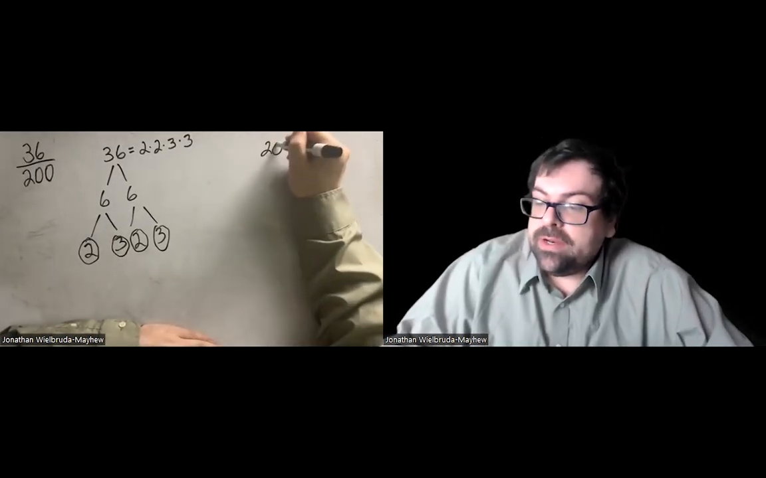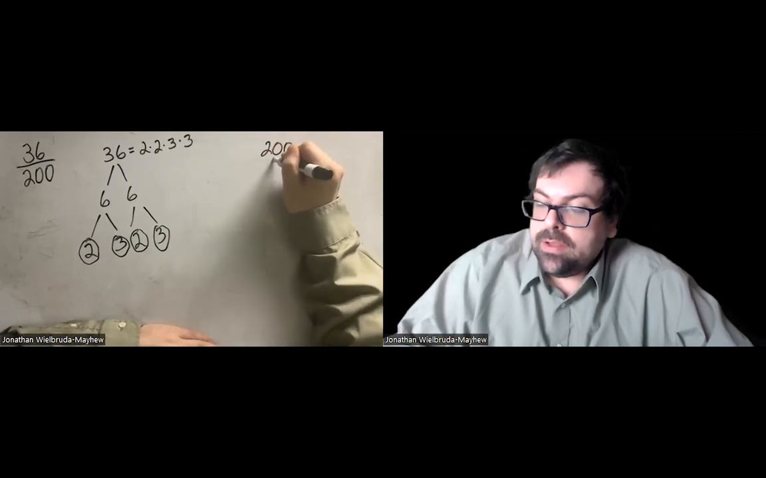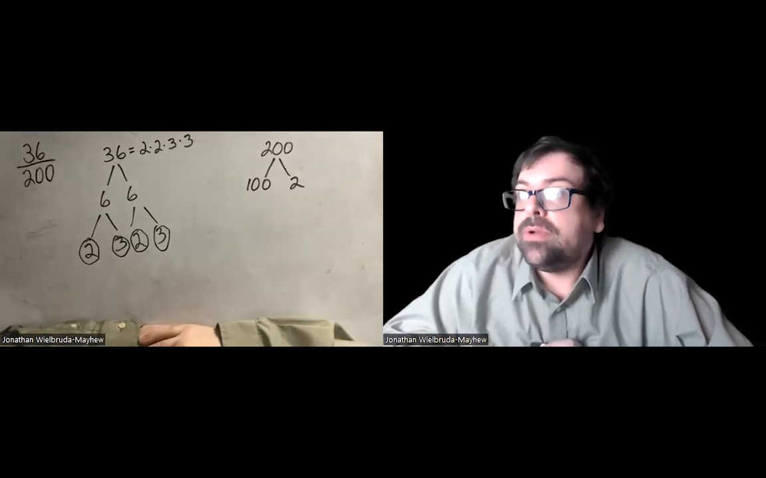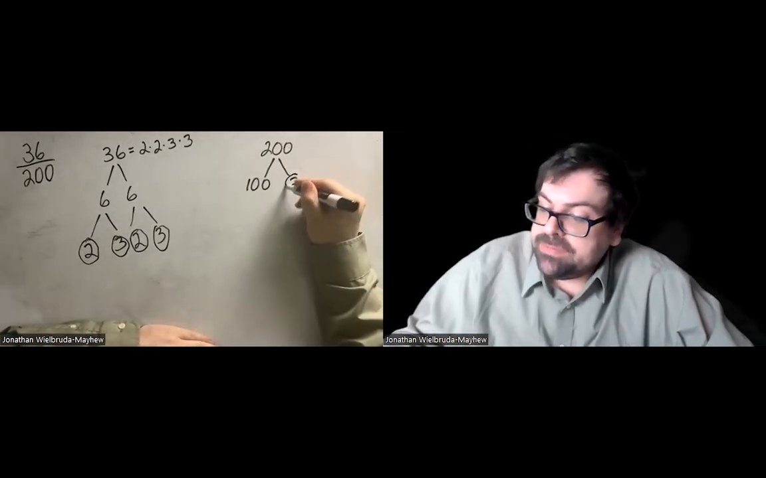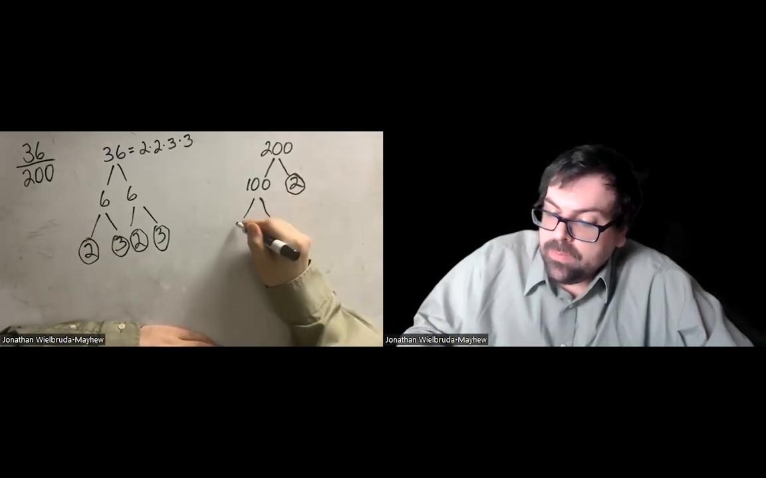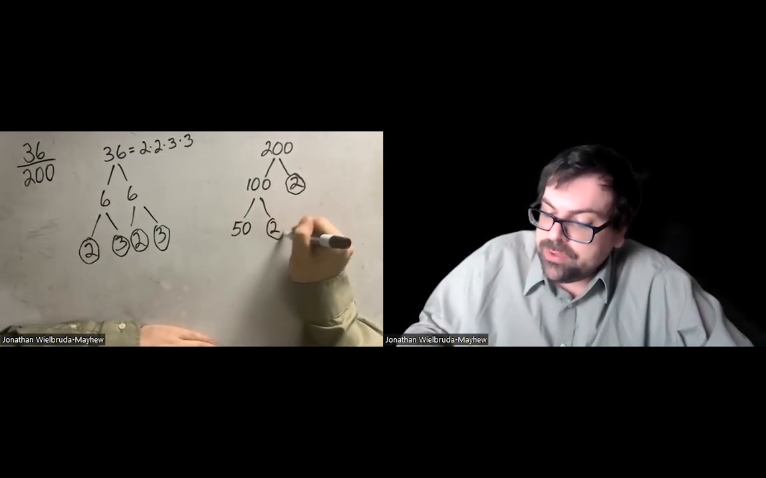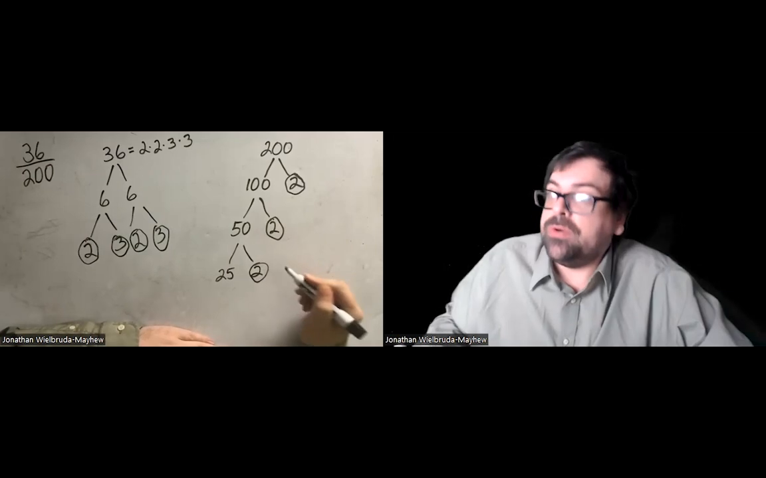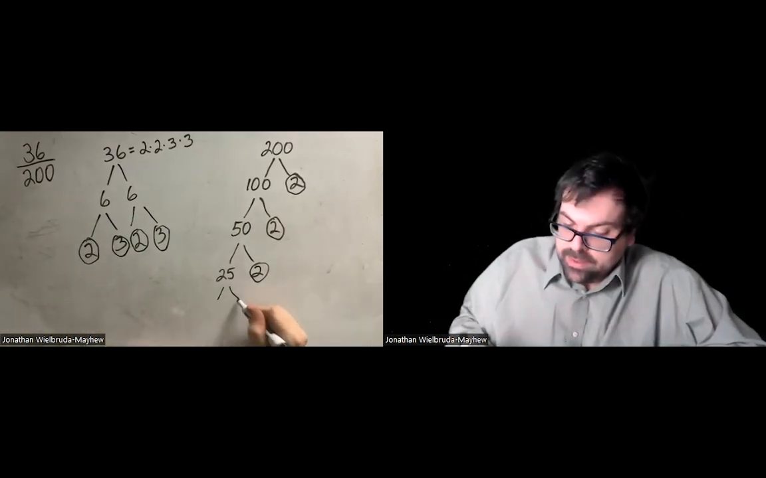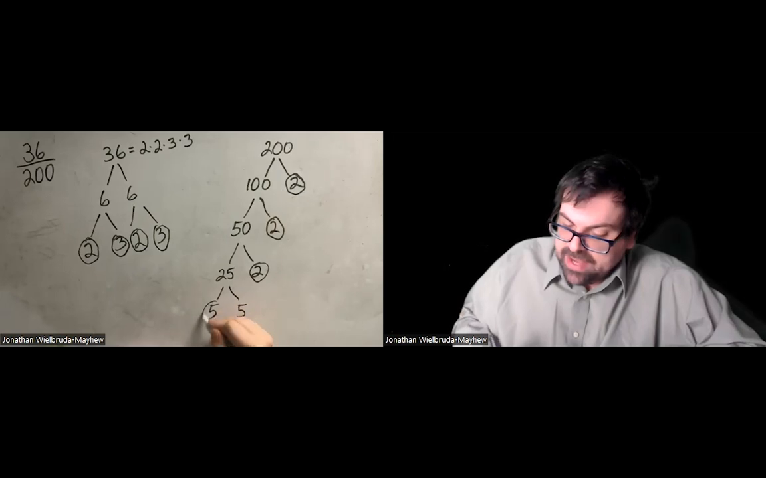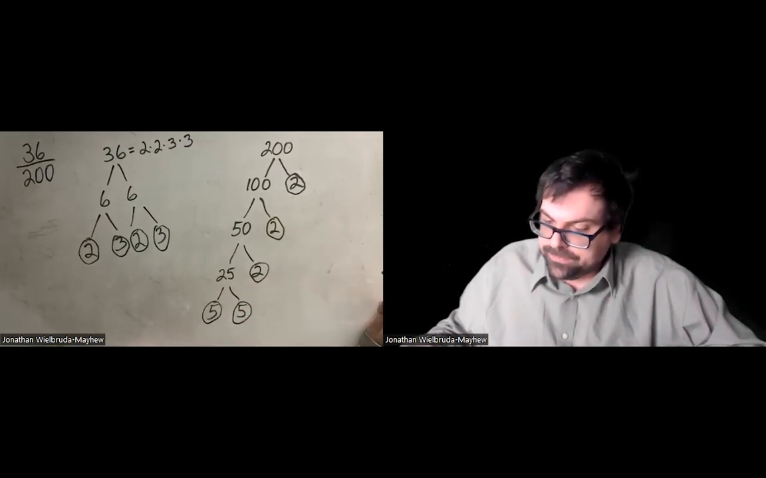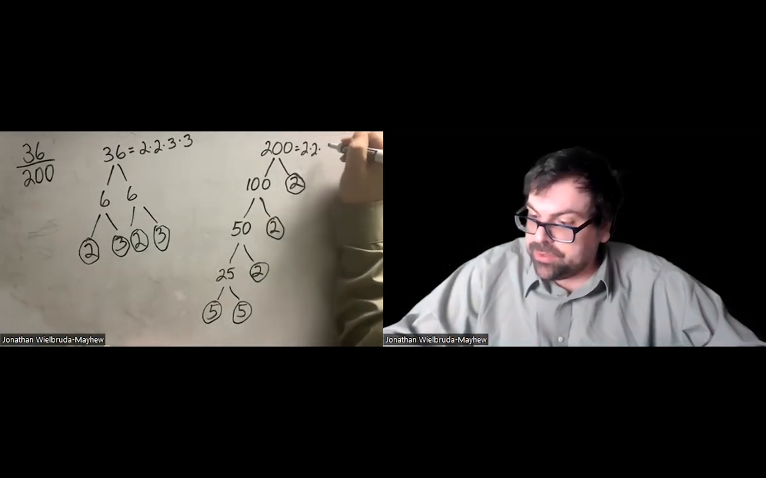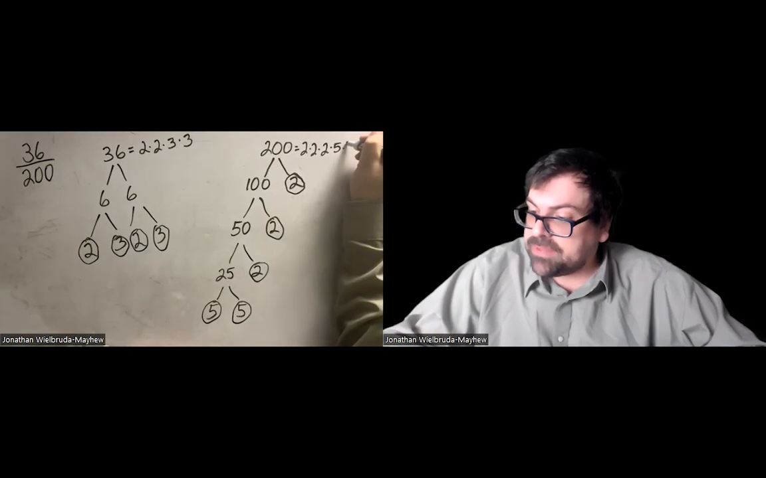We do the same for 200. You could use 4 times 50, or you can use 100 times 2. 2 is prime. 100 is 50 times 2. 2 is prime. 50 is 25 times 2. 2 is prime. 25 is 5 times 5, which are both prime. We get that 200 is 2 times 2 times 2 times 5 times 5.